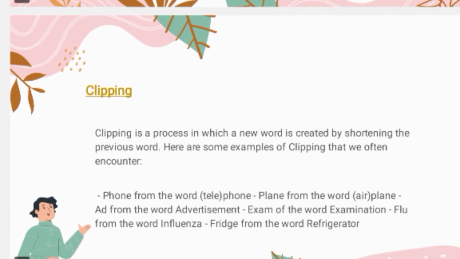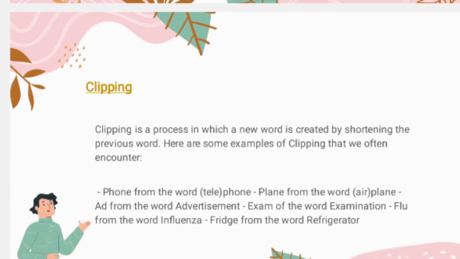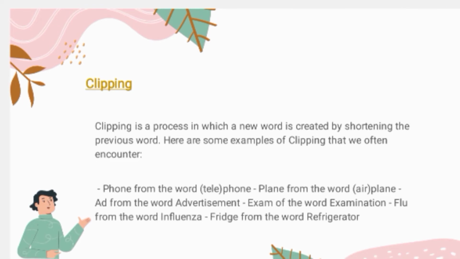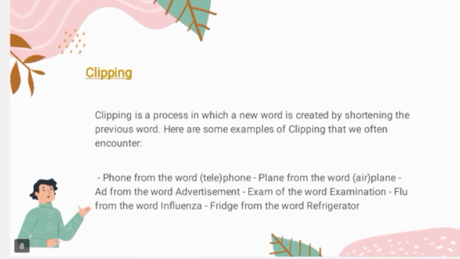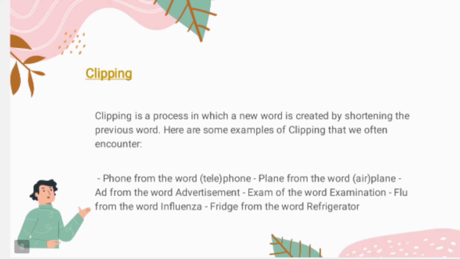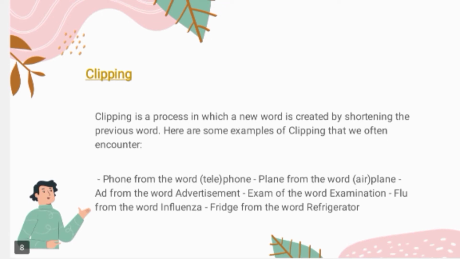Clipping. Clipping is a process in which a new word is created by shortening the previous word. Here are some examples of clipping that we often encounter. Phone from the word telephone, plane from the word airplane, ad from the word advertisement, exam from the word examination, flu from the word influenza, fridge from the word refrigerator.